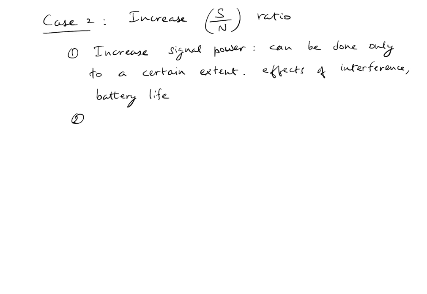And the second way in which we can improve the signal to noise ratio is to reduce noise power. Okay, well, noise which is external to the system is not in our control, so we cannot reduce the noise power directly, but we can control the noise power within the communication system itself, or within the receiver. So the noise power can be reduced by reducing the bandwidth.